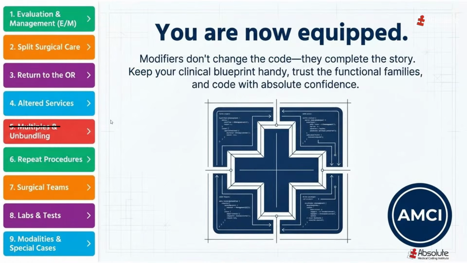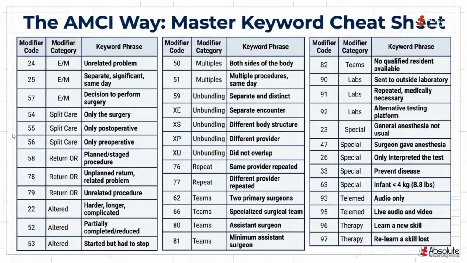But first, I just want to let you know where we are. Modifiers have generally these nine categories, and we've already discussed multiple procedures. We've discussed altered services. We've discussed evaluation and management. Return to the OR is what we've discussed today. So coders, you are equipped. You are indeed equipped.